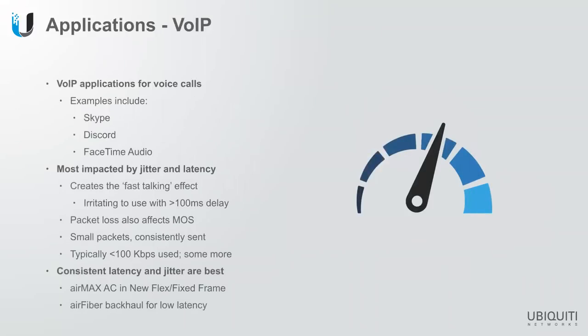So I'll take a quick whiz through some of the applications that we all see and give a little bit of a basic view on some of the requirements that they have for the network. So VoIP, voice over IP, I'm sure we've all dealt with this to some extent already. Examples used today: Skype, classic; Discord, often for the gaming community and some of the younger crowd at the moment; and FaceTime audio on Apple devices.